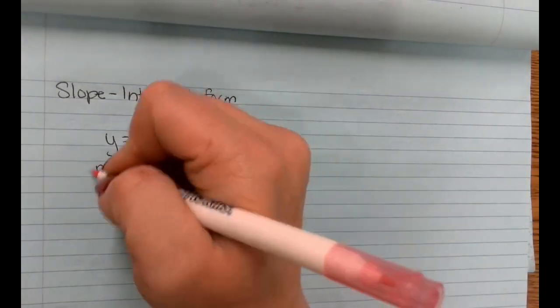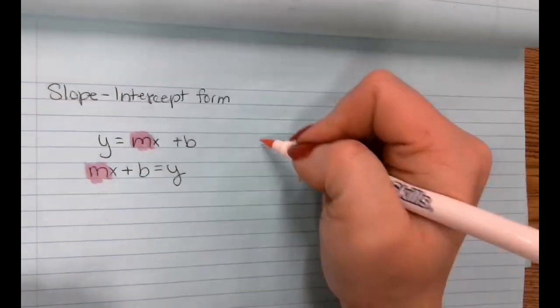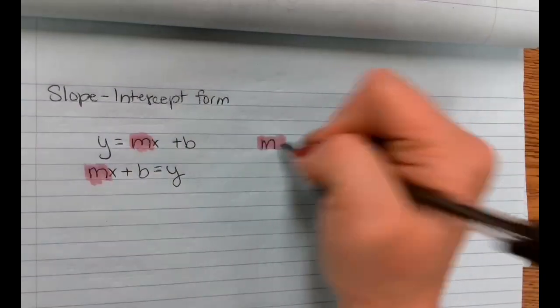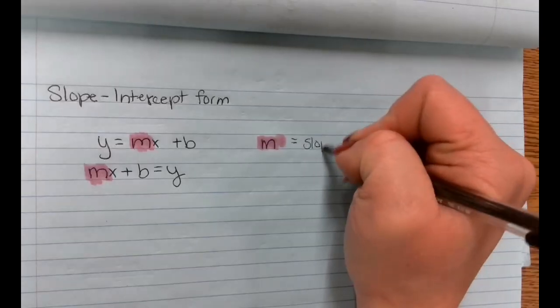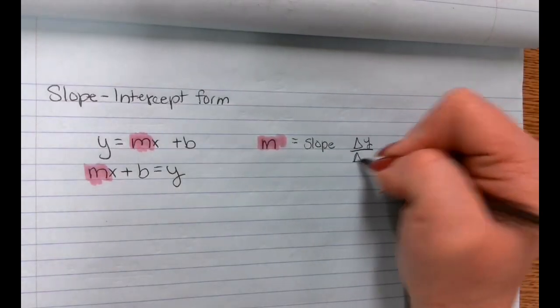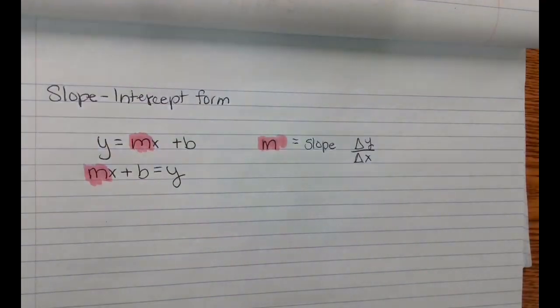So we have our m. M is always going to mean the same thing. So m is your slope. Now you have to know that slope is change in y, or delta y, over change in x, or your rise over your run.